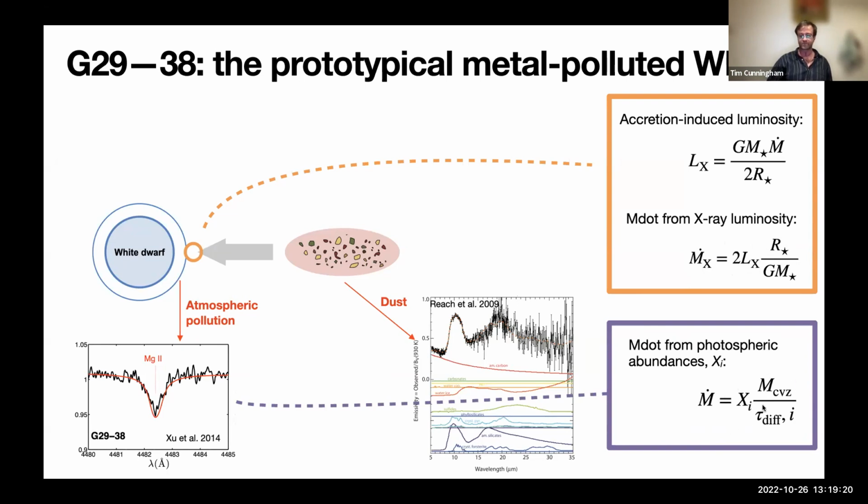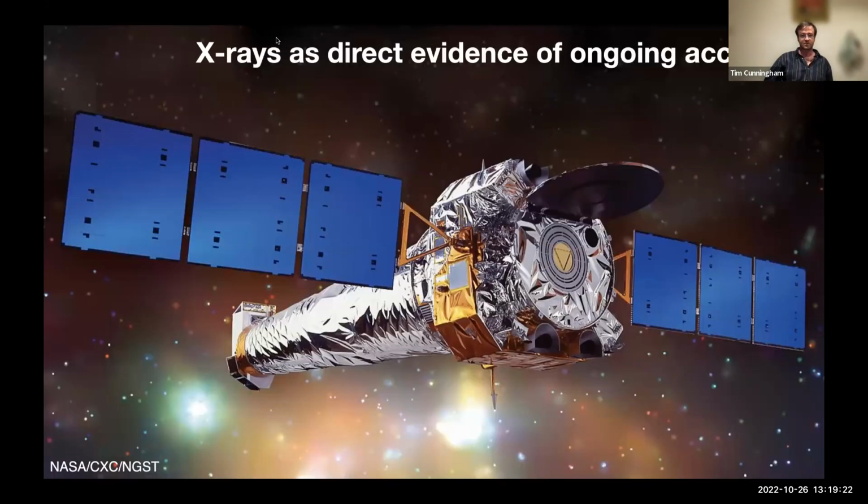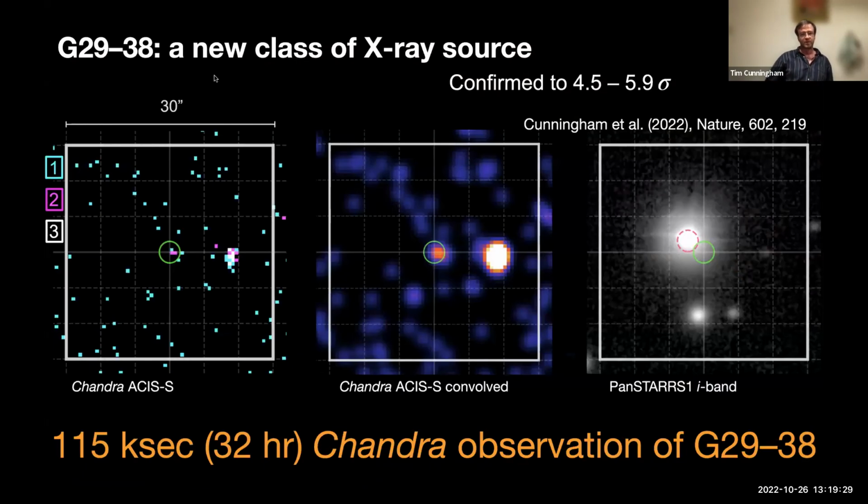So we targeted G29-38 with Chandra back in September 2020. We had a 32-hour observation of our target. In that time, we detected 5 counts.